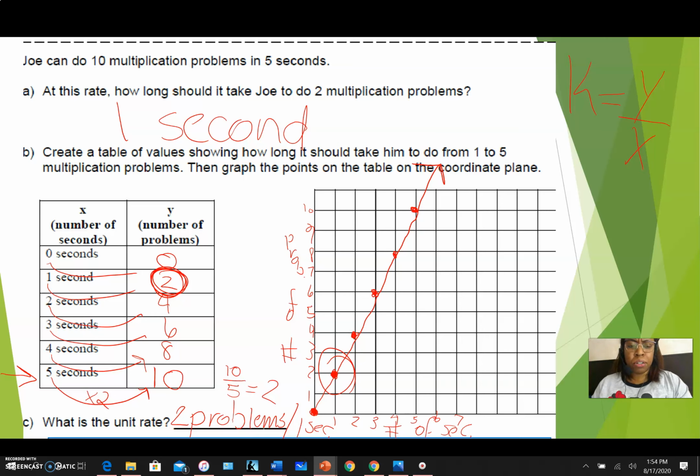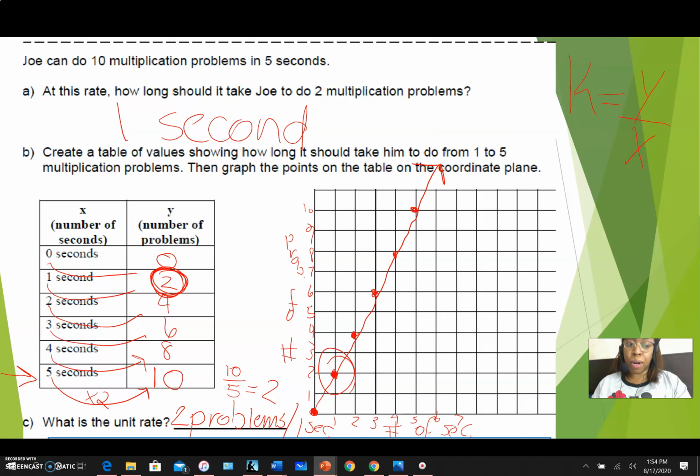So that's pretty good. Joe's pretty good. If he can do 2 multiplication problems per second, I like to think as your local math guru, I could probably do more than that. We'll have to test that. Maybe I'll come up with some game where we can all test how fast we can do multiplication problems. But for now, we're going to wrap this up.